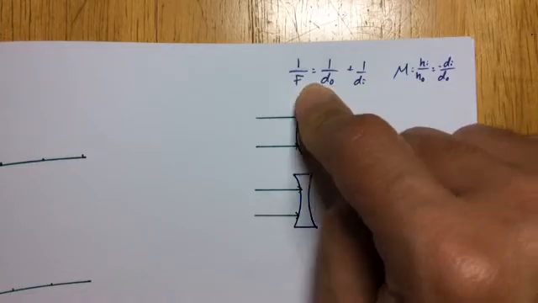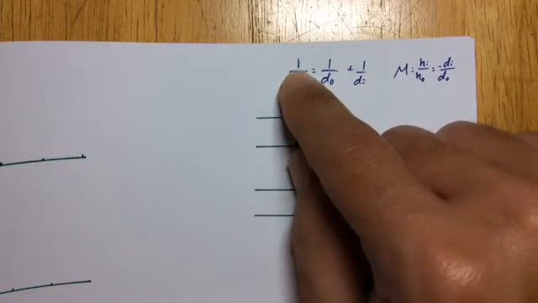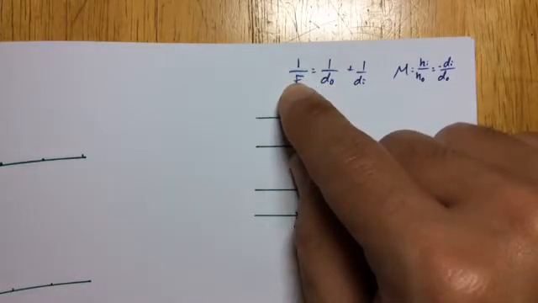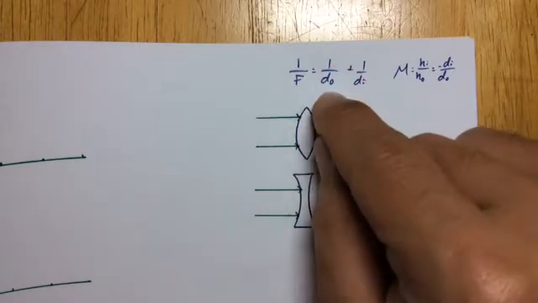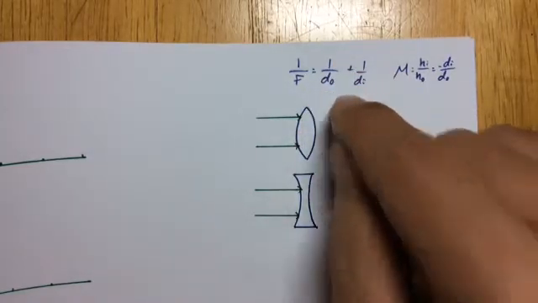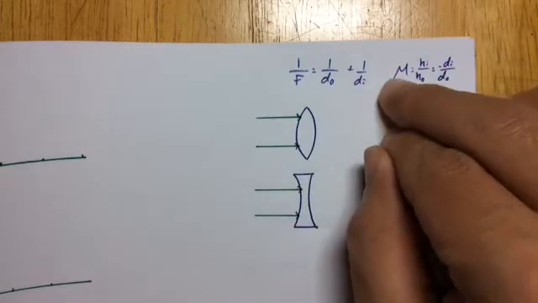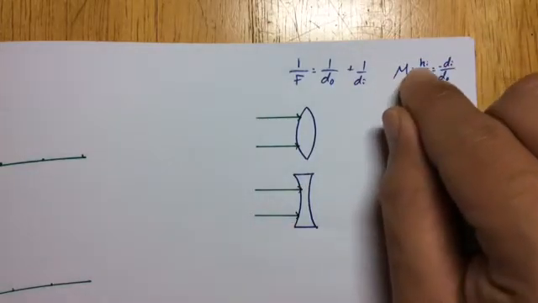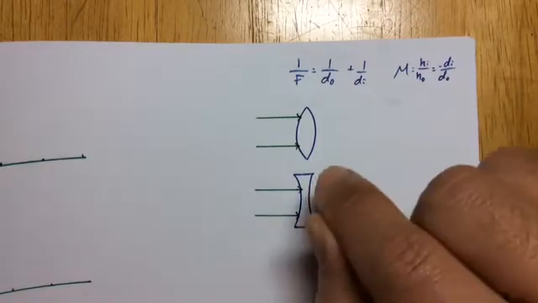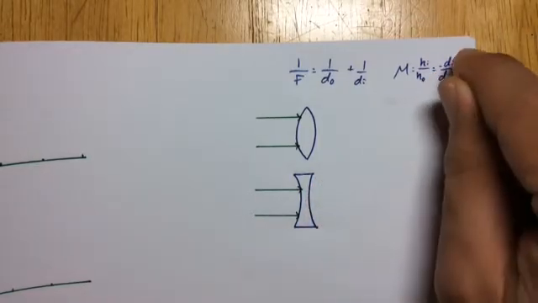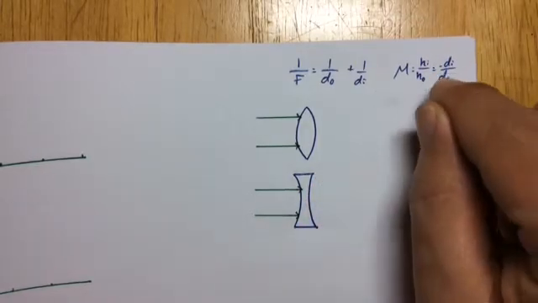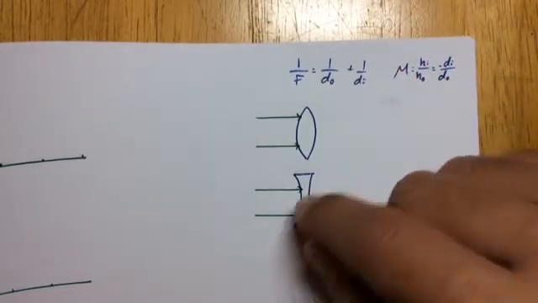The equation up here is the lens or mirror equation. This is 1 over the focal length of the lens or mirror, equaling 1 over the distance of the object, plus 1 over the distance of the image, in relation to the lens or mirror. This is the magnification, equal to the height of the image divided by the height of the object, or negative the distance of the image divided by the distance of the object. We're going to use that one a lot.